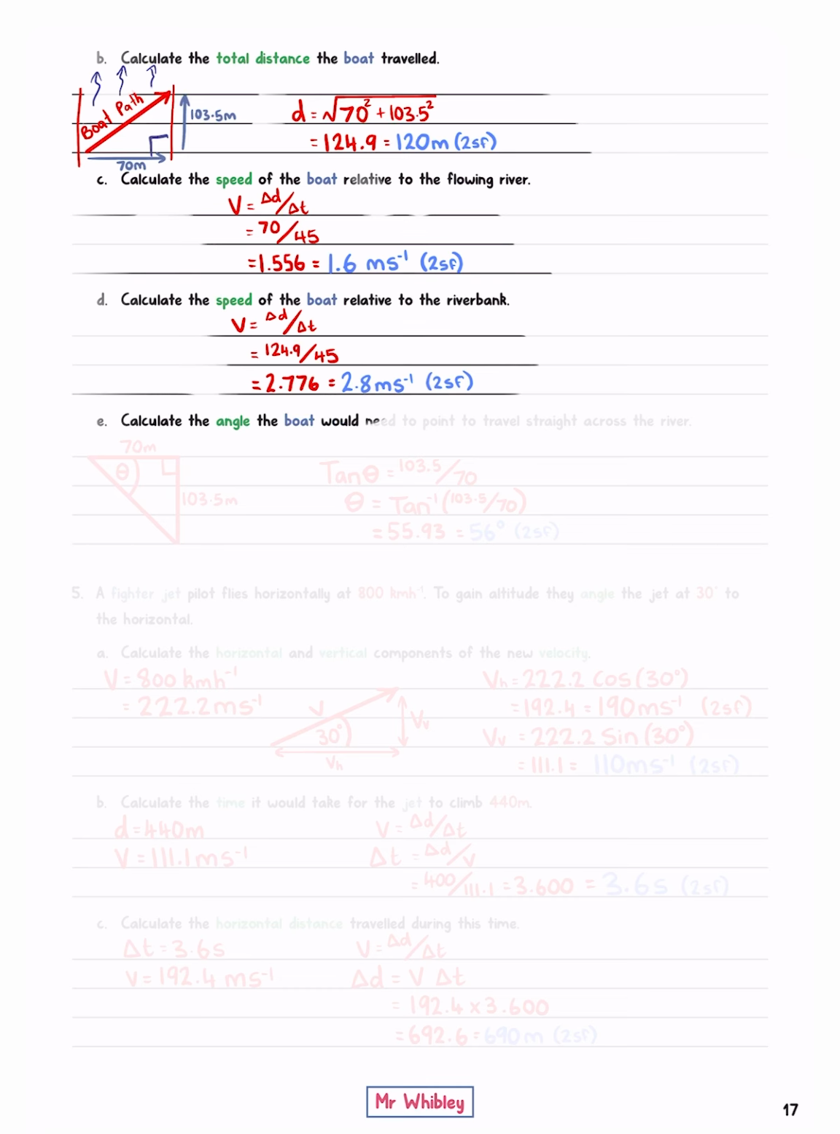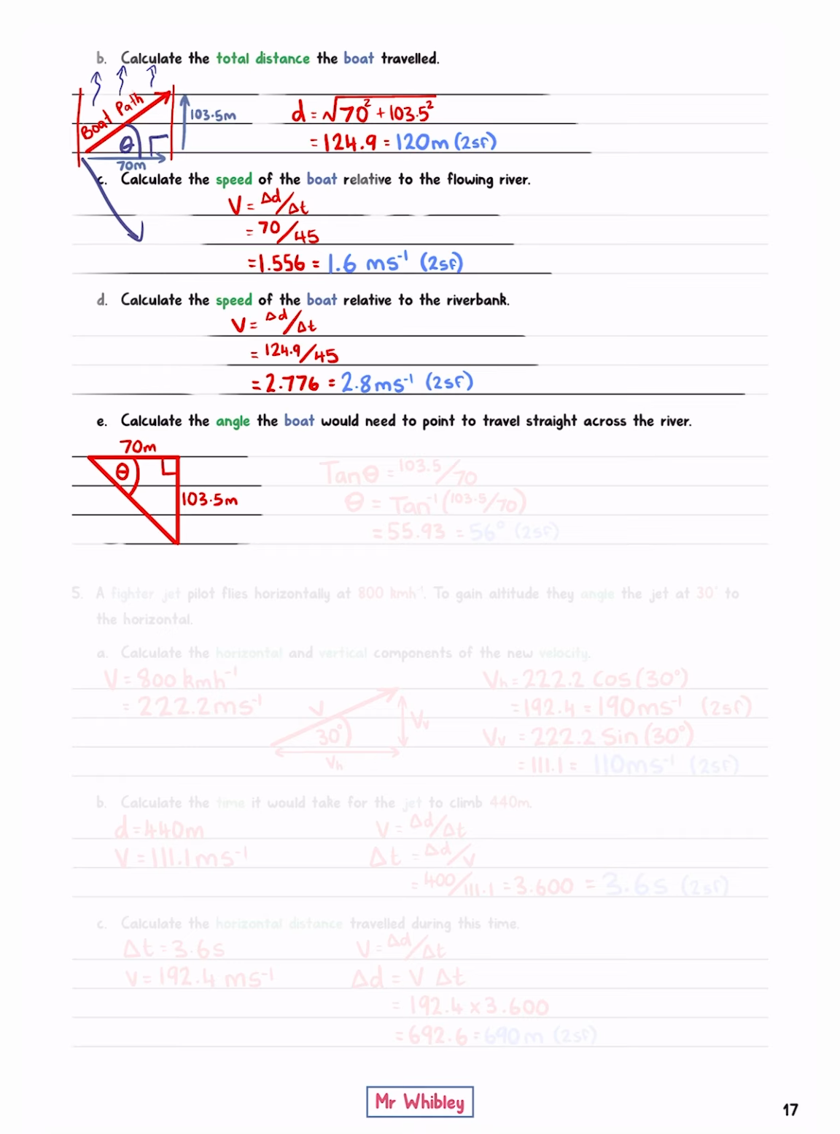Calculate the angle the boat would need to point to travel straight across the river. For this, we take the angle between our 70 meter wide river and our 103.5 meter downriver distance. This angle here is the angle our boat would need to point, which is the same as this angle here, except our boat is pointing this way to cancel out the flowing river.